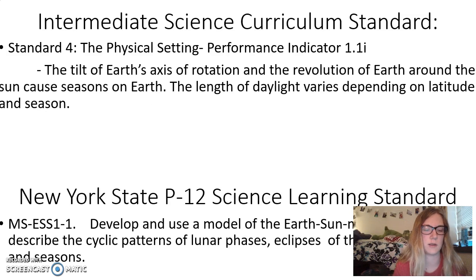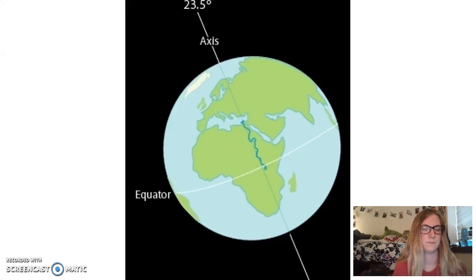This applies to the Intermediate Science Curriculum Standard 4, Performance Indicator 1.1i, which states that the tilt of Earth's axis of rotation and the revolution of Earth around the sun cause seasons on Earth. The length of daylight varies depending on latitude and season.